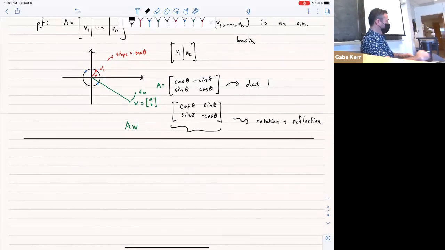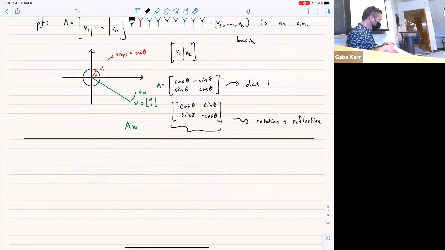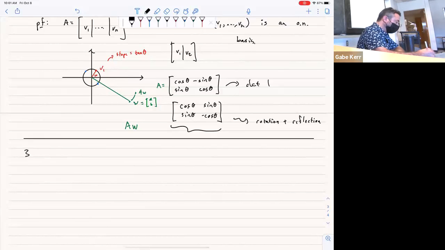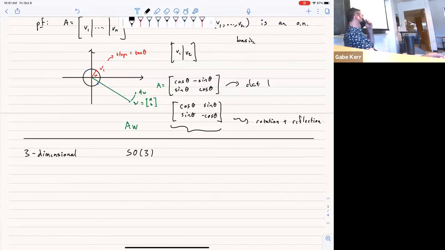So I will not get through everything I want, but people did ask to get a little bit. So let me tell you a little bit about the three-dimensional case. This, of course, is very useful if you were, I don't know, programming a self-driving car or something. If you wanted to actually have the transformations that we work with in real space.